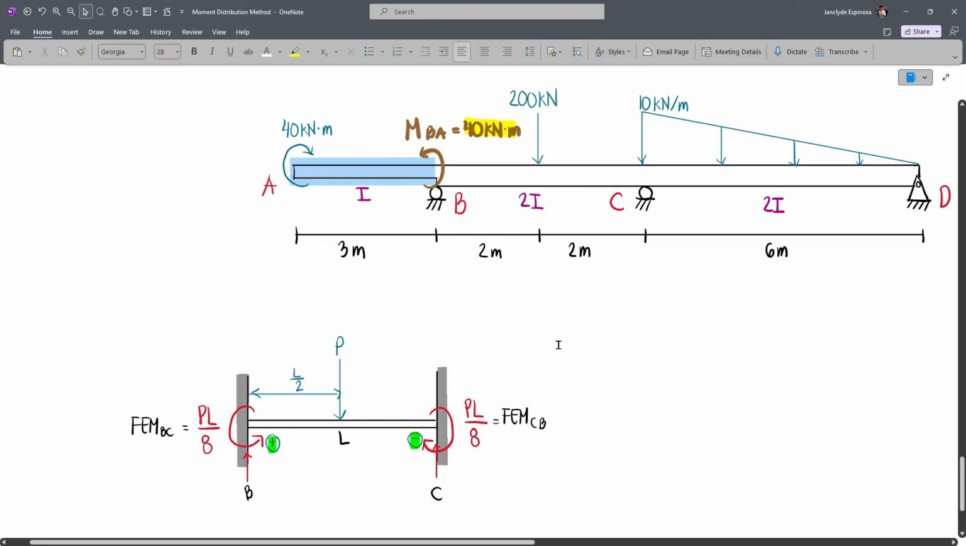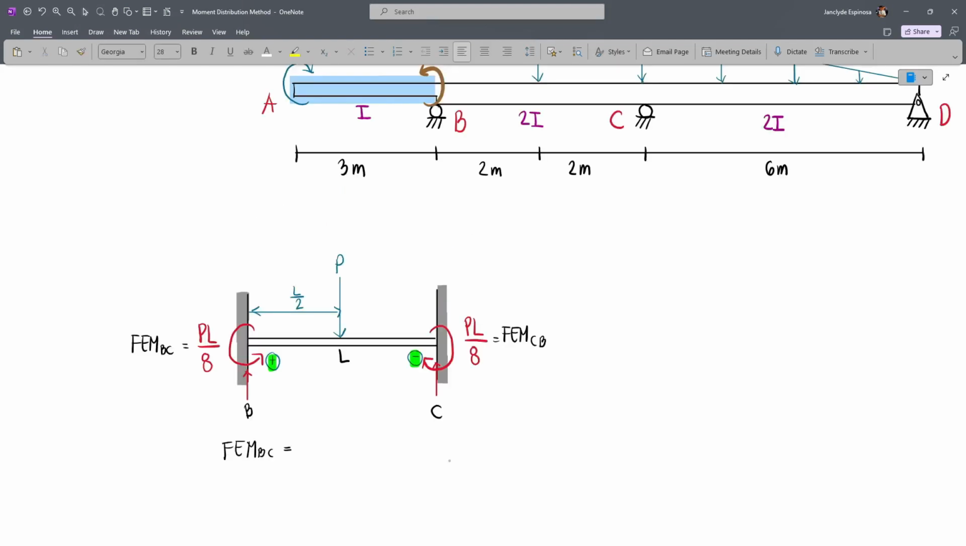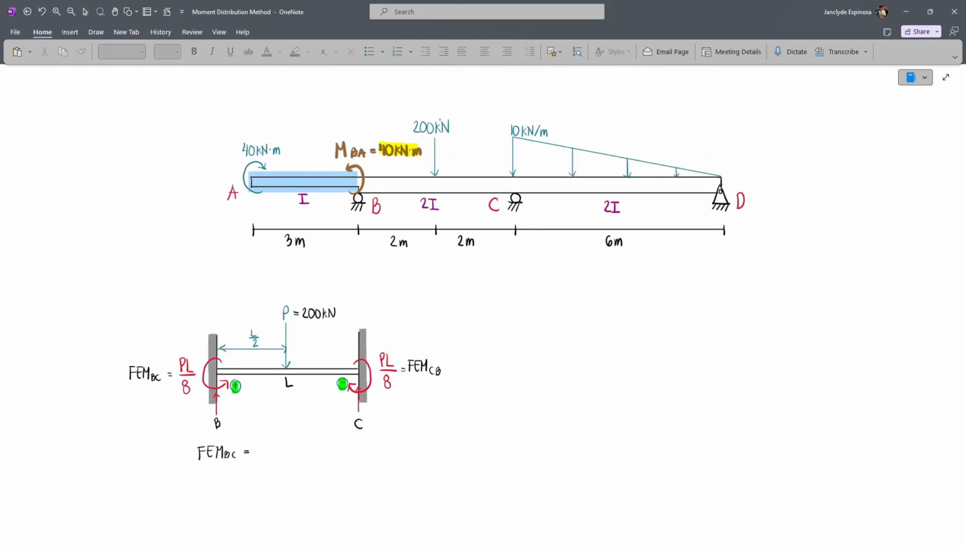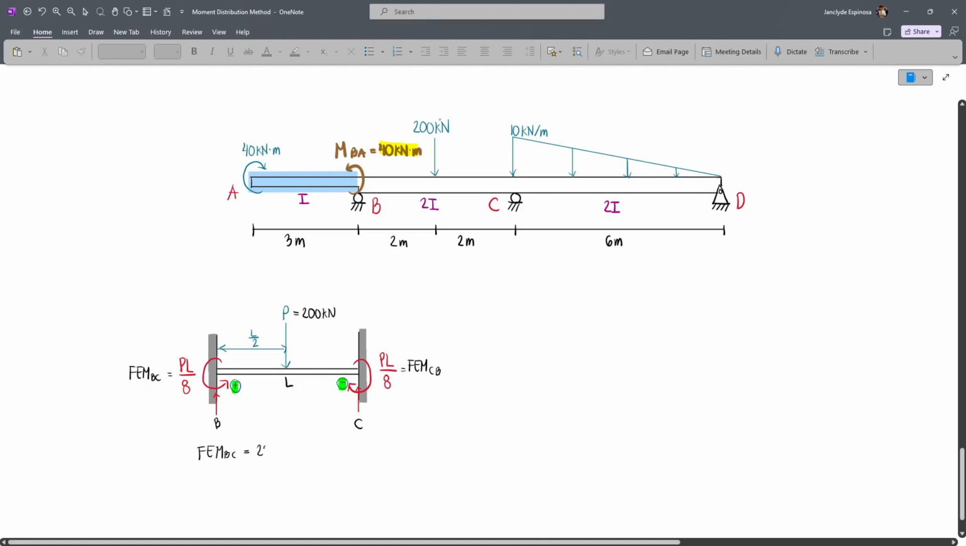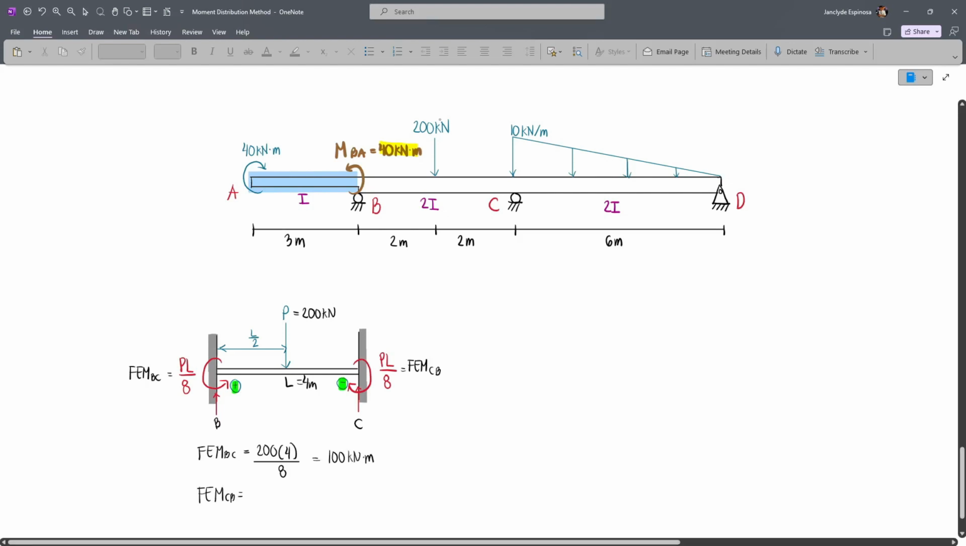Now, in our conventions, counterclockwise is positive and clockwise is negative. And so our FEMBC will be positive. And our P is 200 kN, so this is 200 and then we have PL over 8. So 200 times the length, which is 4 meters, divided by 8. So this will be 100 kNm. And then for FEMCB, we still have the same value, but the moment will be negative, so this is minus 100 kNm. Again, this is already 100 because the magnitude is the same. And so let's just move this one.